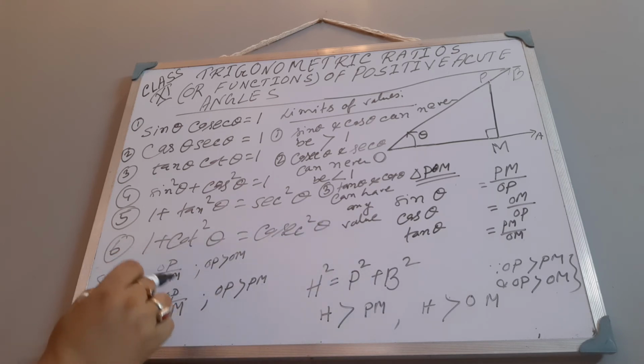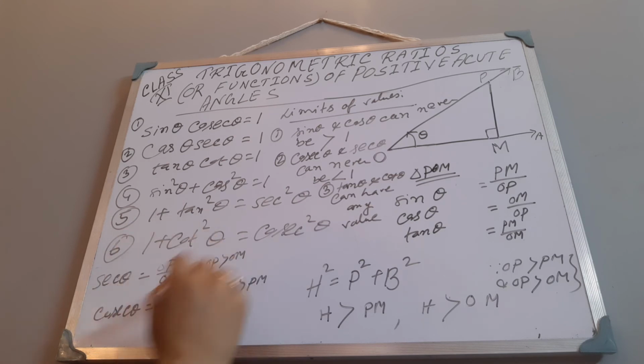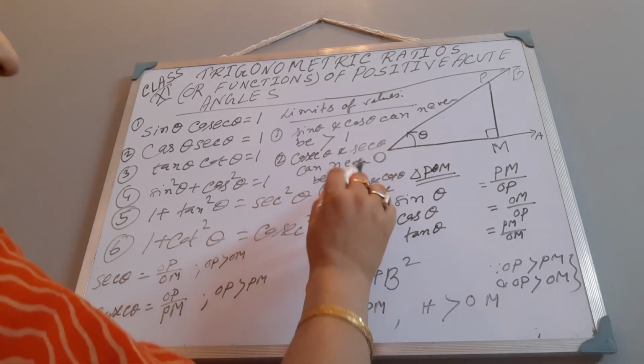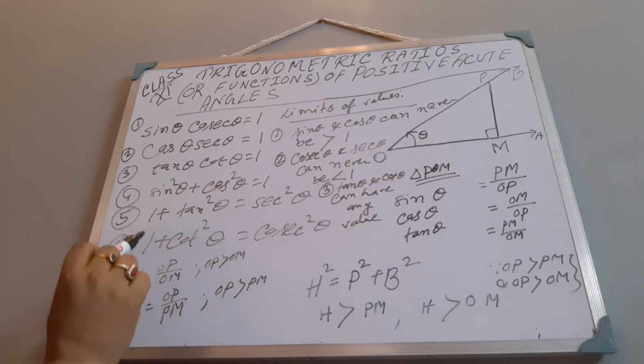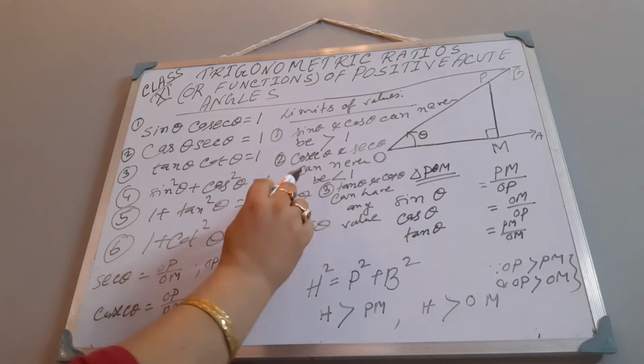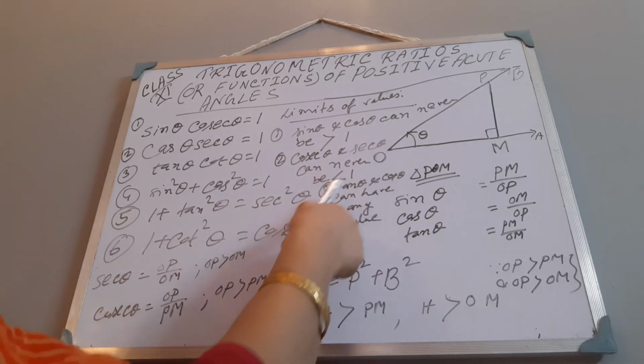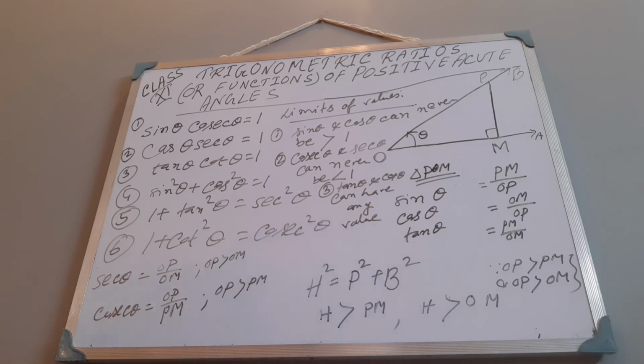That is why the numerator part is always more than the denominator part. That is why cosec theta and sec theta can never be less than 1. Okay. And next is number 3, tan theta and cot theta can have any value.